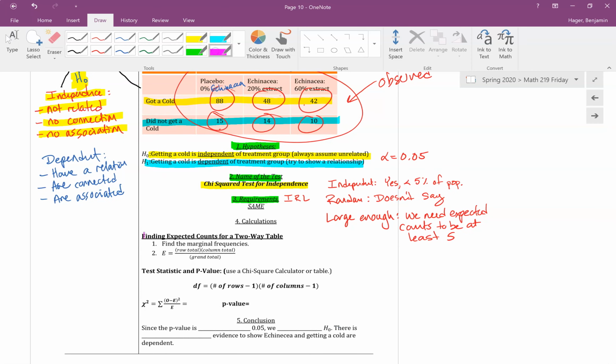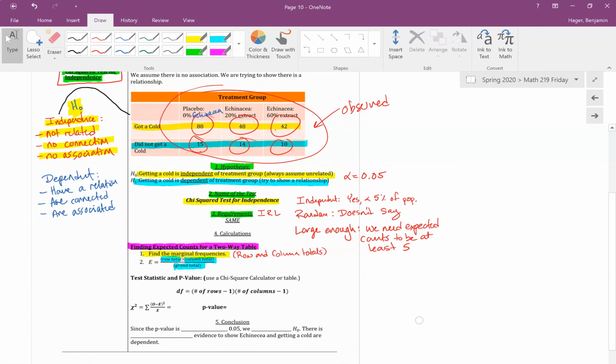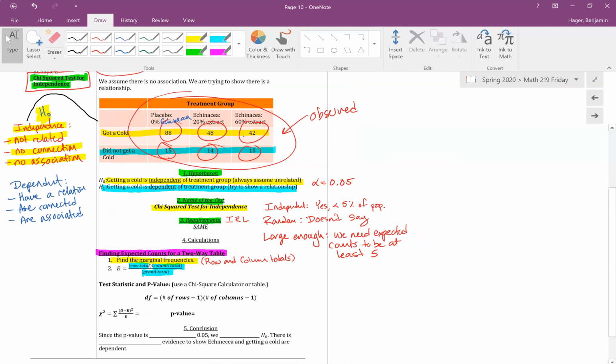To find the expected count for a two-way table, you first find the marginal frequencies, which are the row and column totals. And then you calculate the expected frequency by taking the row total times the column total divided by the grand total. And that will give you the expected frequency in that particular column. Let me show you how to do it. It's really not bad, okay?